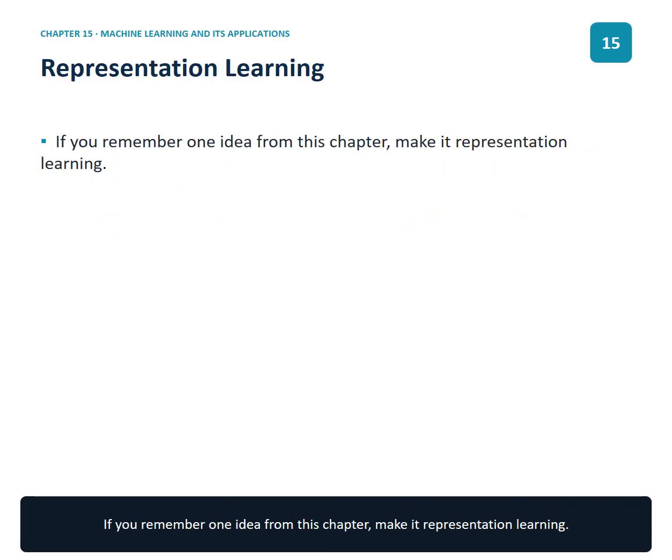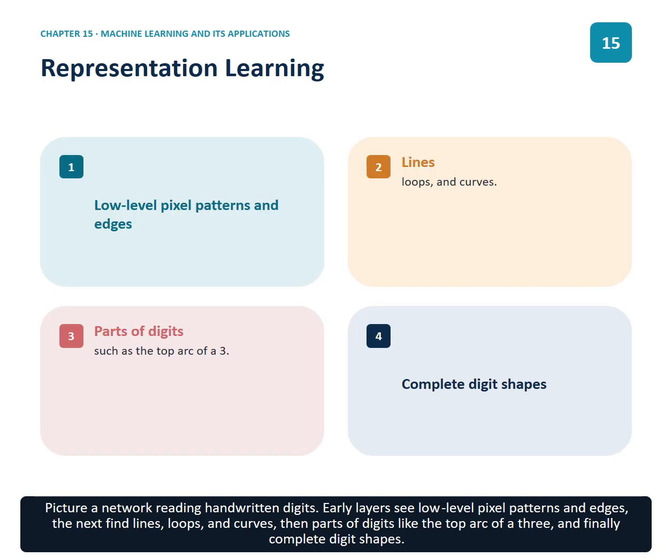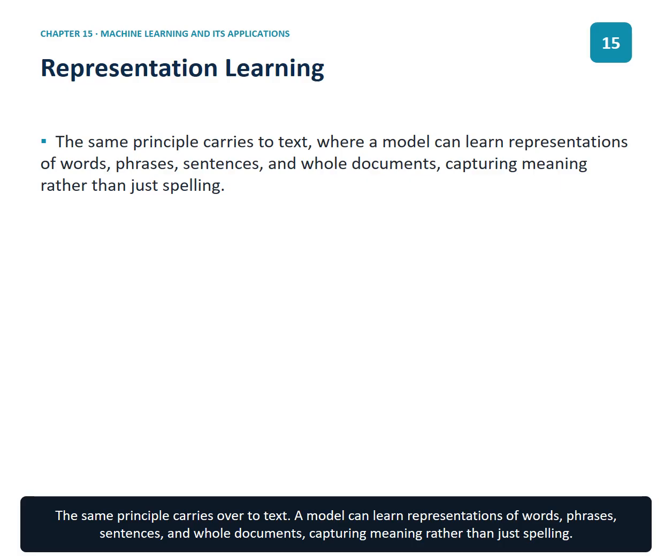If you remember one idea from this chapter, make it representation learning. Picture a network reading handwritten digits. Early layers see low-level pixel patterns and edges. The next find lines, loops, and curves. Then parts of digits, like the top arc of a 3, and finally complete digit shapes. The same principle carries over to text. A model can learn representations of words, phrases, sentences, and whole documents, capturing meaning rather than just spelling.